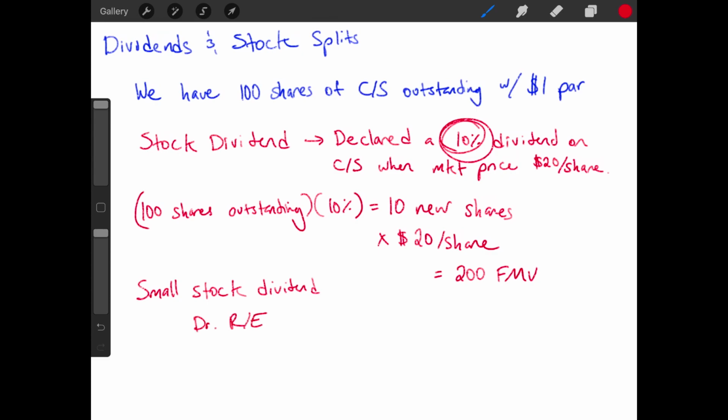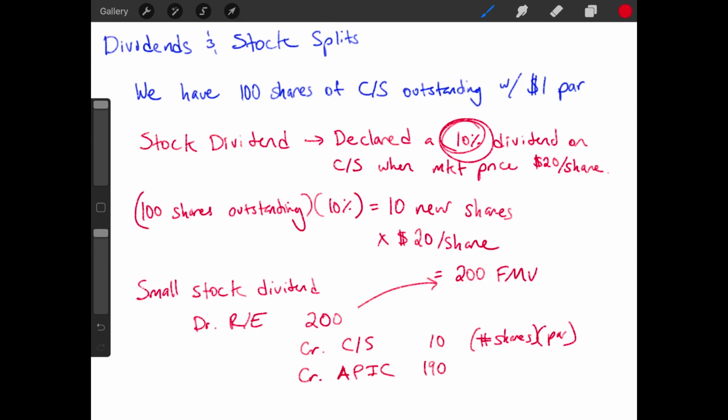So when you have a small stock dividend, you're still debiting your retained earnings by that fair market value we just calculated. But instead of giving out cash, we're going to be crediting common stock by the number of shares times par value, and then also crediting APIC by a plug to make this balance, similar to how we would handle the treatment of issuing stock.